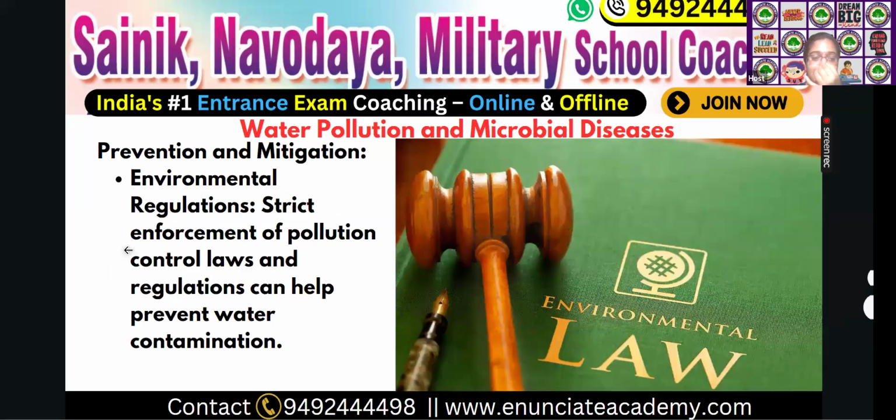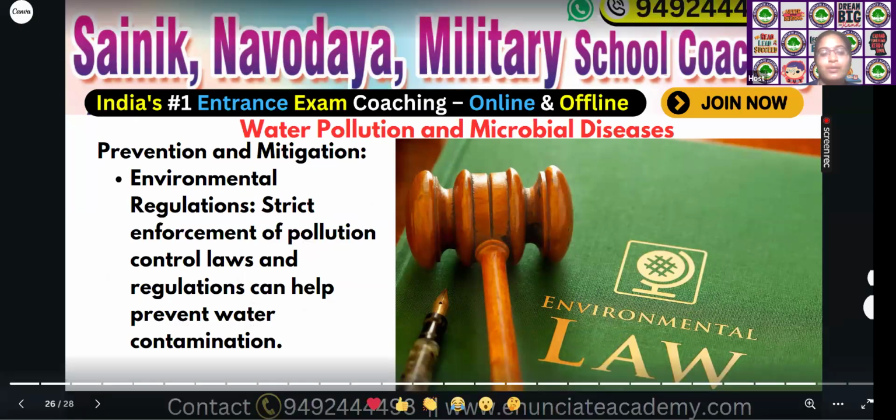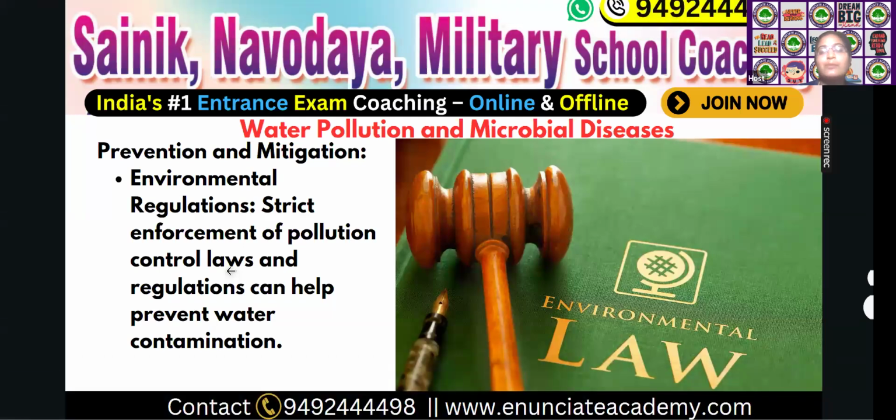The next one is environmental regulations. What are the environmental regulations? Strict enforcement of pollution control laws and regulations can help prevent water contamination. This is one way we can reduce water pollution. When we implement strict laws, we can reduce the water pollution.